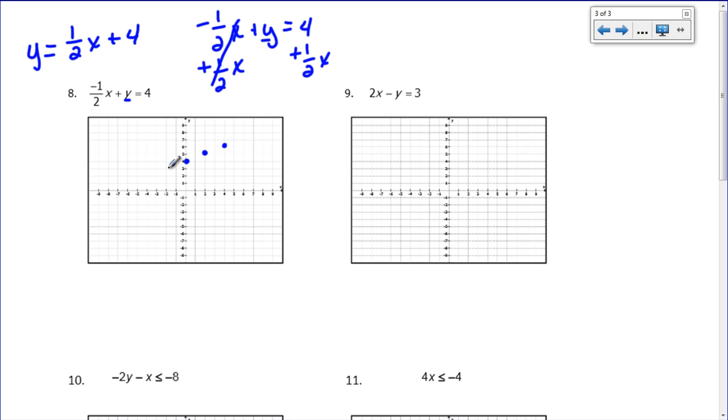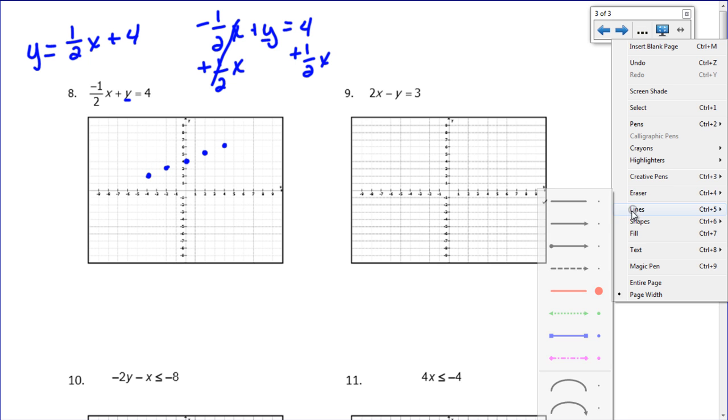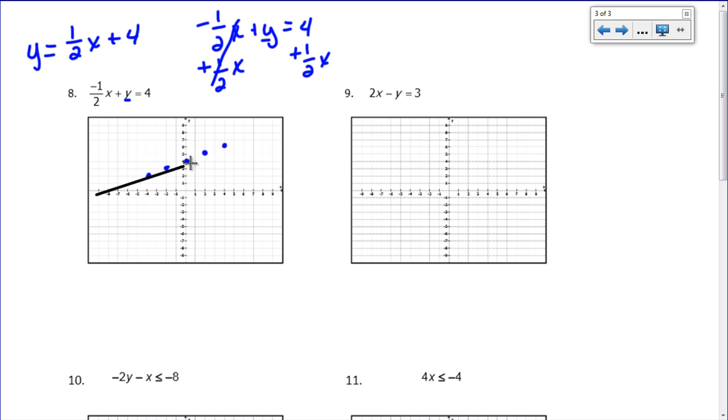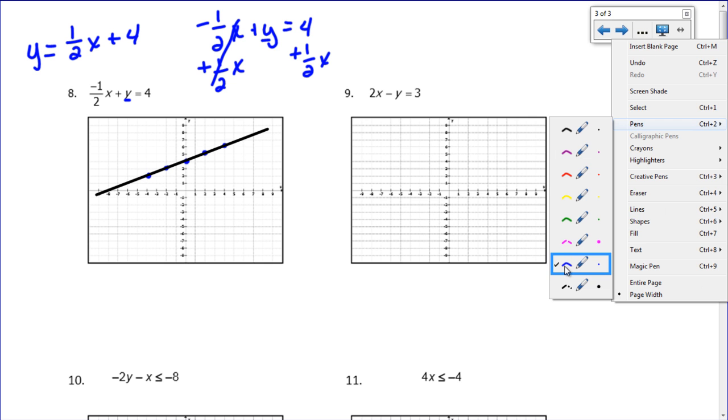Or down 1, left 2 to go backwards. And then I will connect my points with a line. And there's my line for my graph.